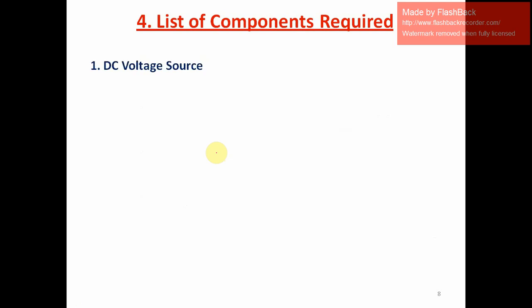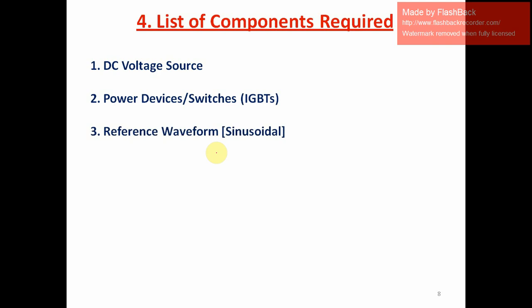So what we need: a DC voltage source, then power devices, that means switches. We have selected IGBTs. You may select IGBT, MOSFET, SCR, GTO, anything of your choice. Then we need to create a reference waveform, so sinusoidal waveforms are needed. How to create it I will explain in the tutorial part. Scopes we always need to check whether our reference waveform, carrier waveforms or gate pulses are correct or not. Next we need a carrier waveform.